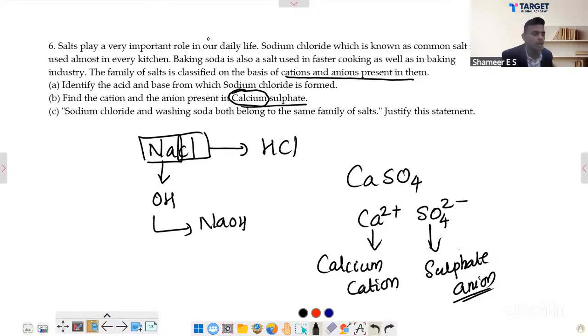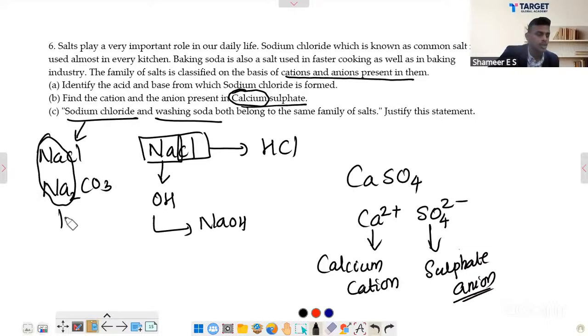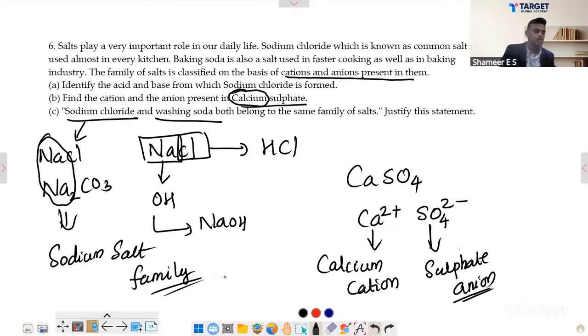Sodium chloride and washing soda belong to the same family of salt. Justify this statement. Yes, sodium chloride is NaCl. Washing soda is Na2CO3.10H2O. What is common in this? Sodium is common, so they belong to the sodium salt family. So just write the formula and check whether any common ions are present, then name that ion as the family. Next.